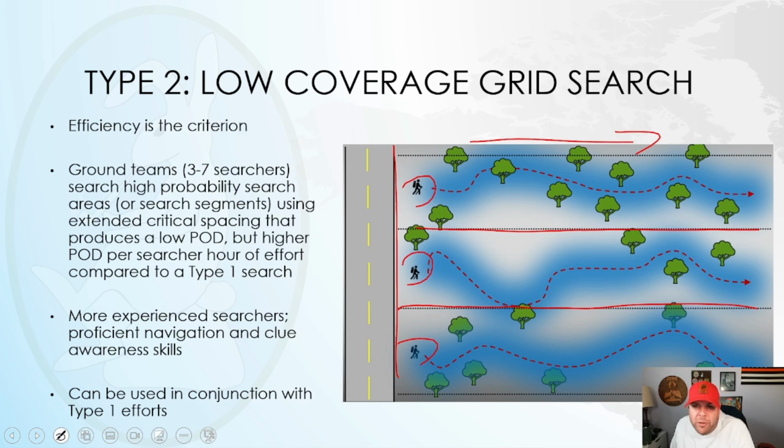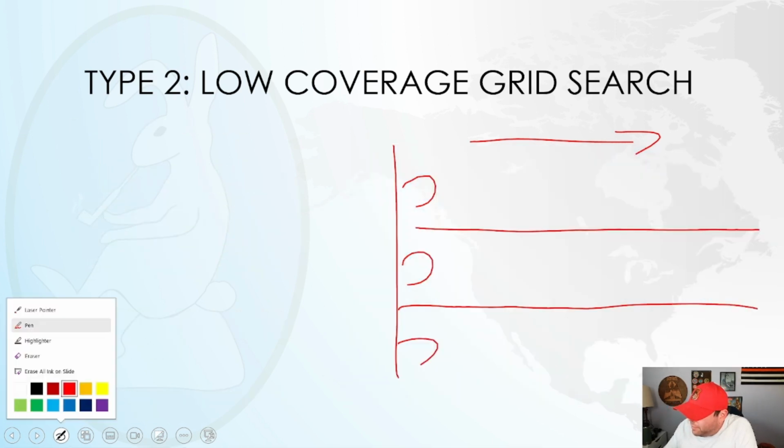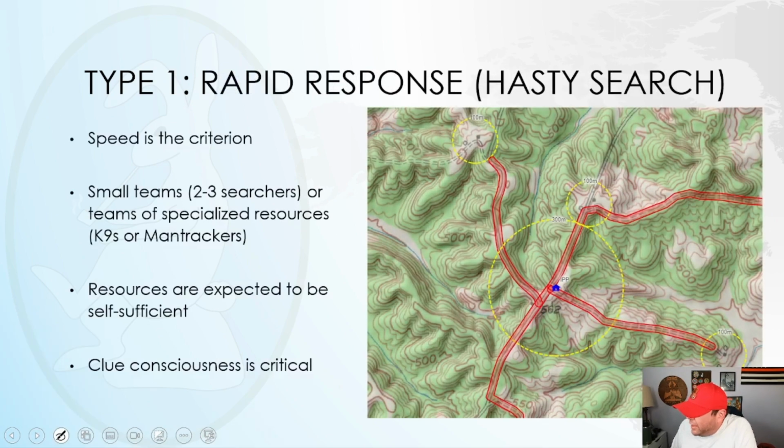So it's your critical spacing, which is, again, the distance, how far apart you are. It's going to produce a lower POD, but it's a higher probability of detection per searcher hour of effort. Meaning, with the way we're spread out, whenever we run a hasty search, let me go back a slide. Whenever we do a hasty search or run a rapid response search, you may send two searchers down a particular path, but usually they're walking fairly close together and they're moving along fairly quickly.